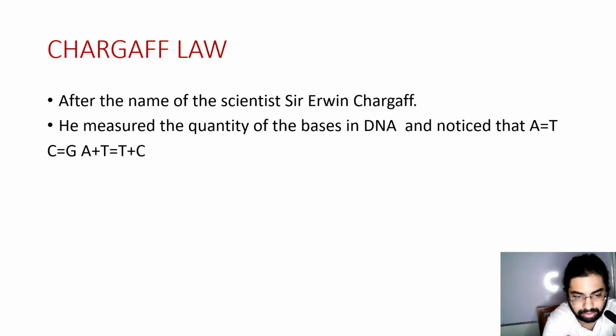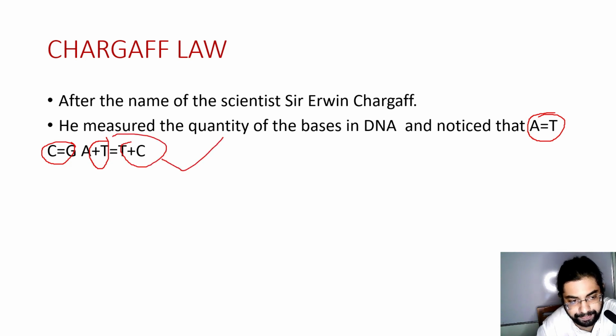Now Chargaff's law. It is named after the scientist Erwin Chargaff, who measured the quantity of nitrogenous bases in DNA and noticed that the quantity of adenine is equal to the quantity of thymine in DNA, and the quantity of guanine and cytosine are equal. So A plus T is equal to G plus C. This is important. The number of adenine is equal to the number of thymine in DNA. The number of cytosine is equal to the number of guanine, and A plus T is equal to G plus C.